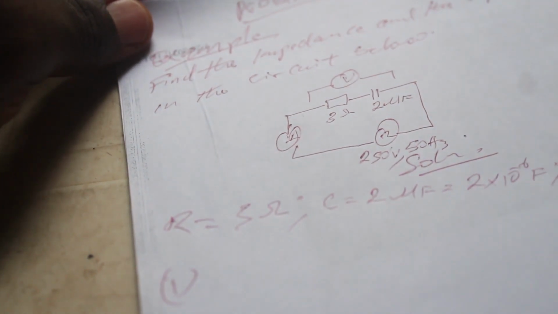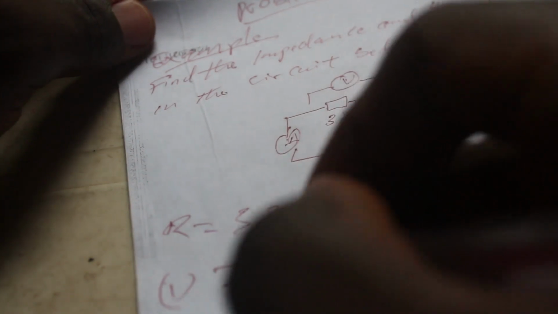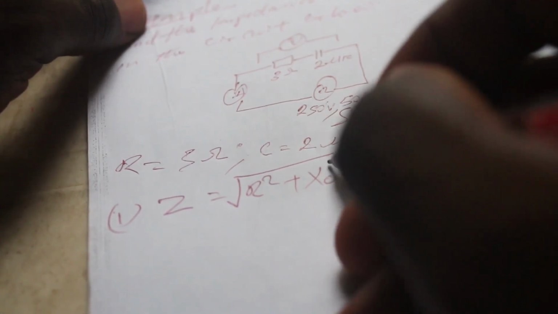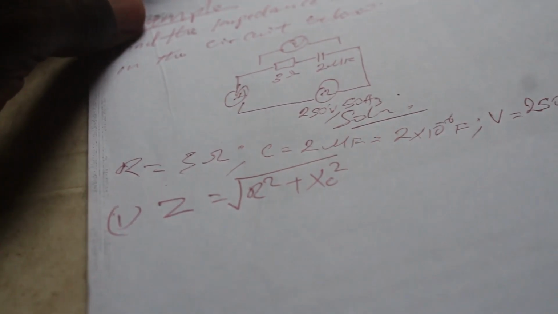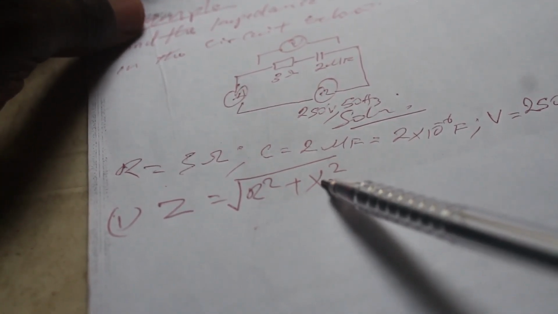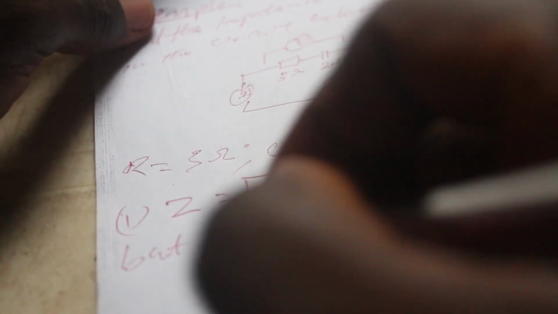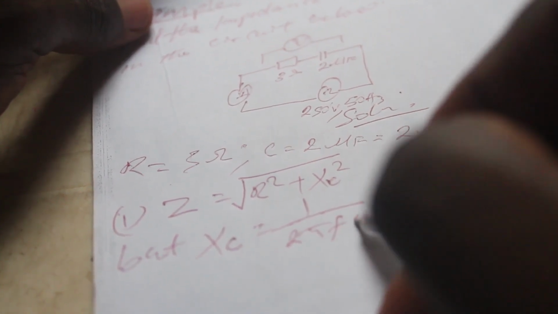Now we've been asked to find number 1, the impedance. From the video we did earlier, you could see that the impedance in an RC series circuit is Z, equal to the square root of the square of the resistance plus the square of the capacitive reactance. Now, we already have our resistance here, but there is no capacitive reactance, so there is no way we can find the impedance. The first thing we should do is to find the capacitive reactance. The capacitive reactance is equal to 1 over 2 pi fC.